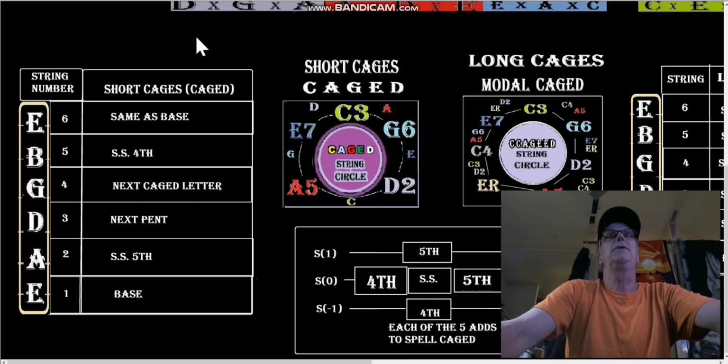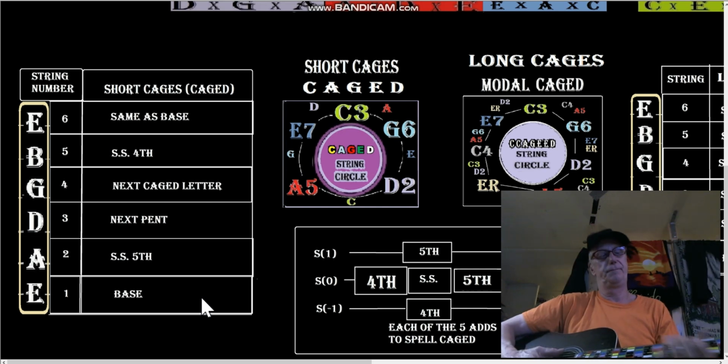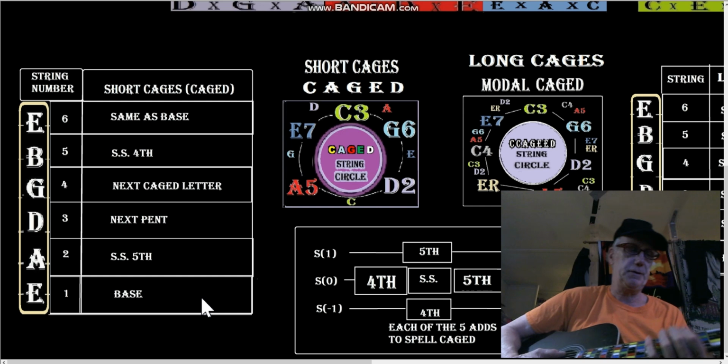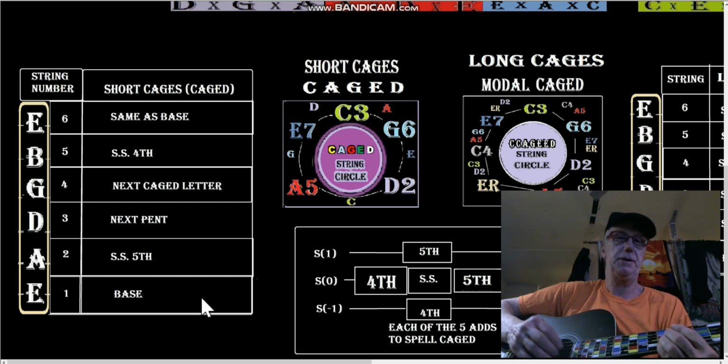Alright, so let's look at it. Let's start on it. Now this is the short patterns here. These are short cages right here. Let's start on a base. Let's start on that C then. Or you want to start on the A, we can start on the A, 5, 6. So it'd be an A-shaped C up here.